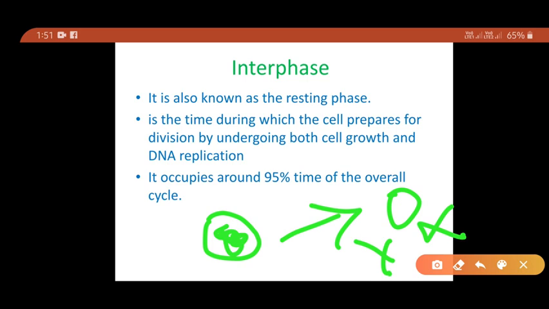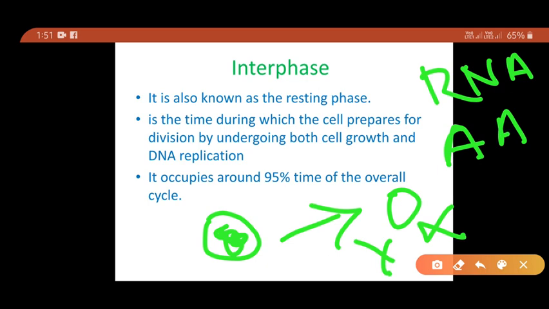So I think you have a question: how are cells going to prepare? The answer is that the cell gathers all the substances needed in cell division, such as RNA, amino acids, and proteins, which are gathered in this cell at this phase.